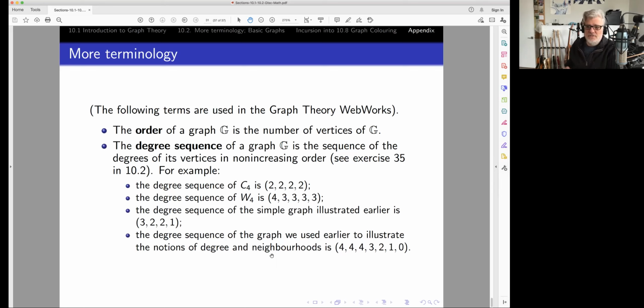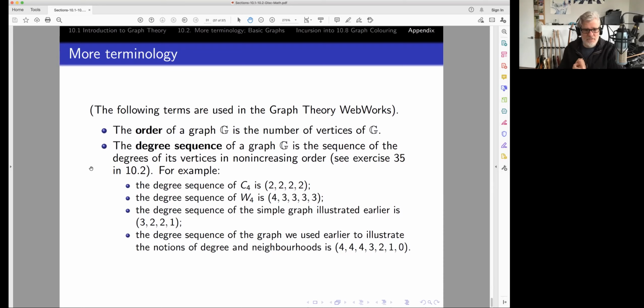There are a couple of questions that deal with the degree sequence of graphs, so I just wanted to add that in so you have that information. That's what I wanted to do today. It's mostly definitions, right? I didn't prove anything very deep here.